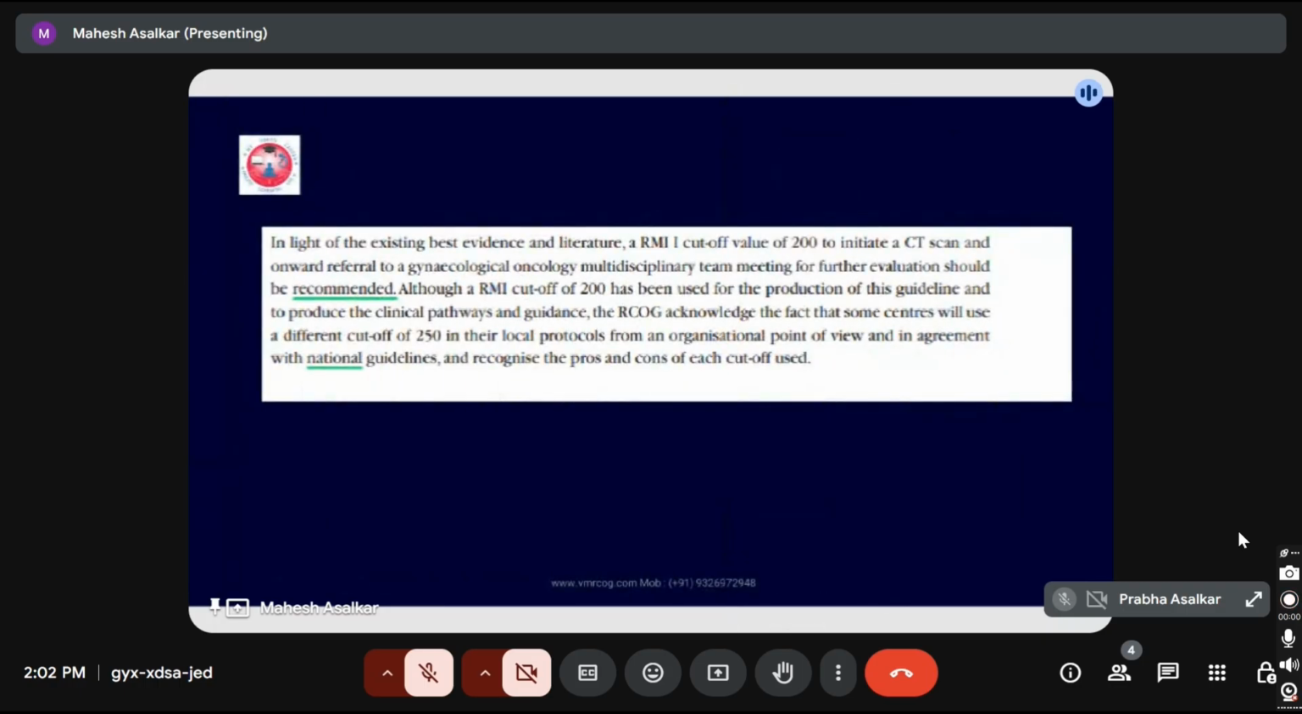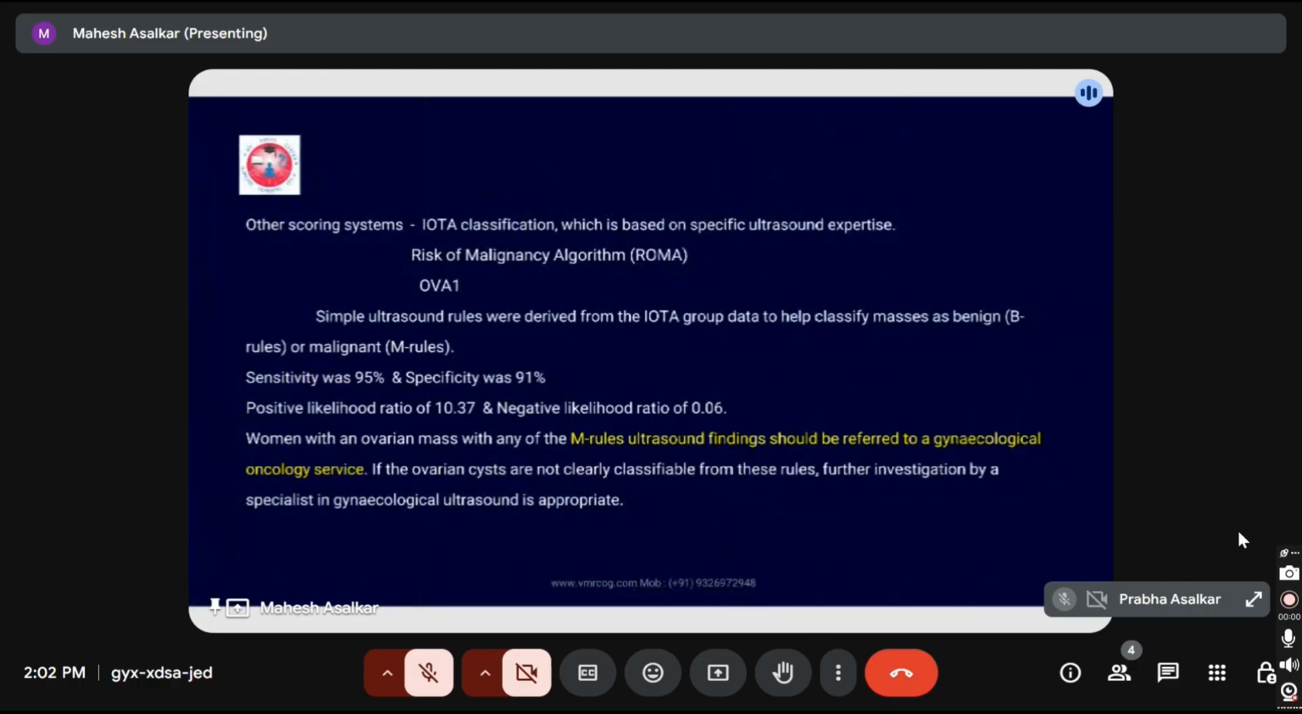So in light of existing evidence and literature, an RMI 1 cutoff value of 200 to initiate the CT scan and onward referral to the gynecological oncology MDT meeting for further evaluation should be recommended. And that is why if you use the cutoff of 200, you can triage them by doing the CT scan and then refer to the gynecological oncology MDT. Is that clear? Yes, sir.